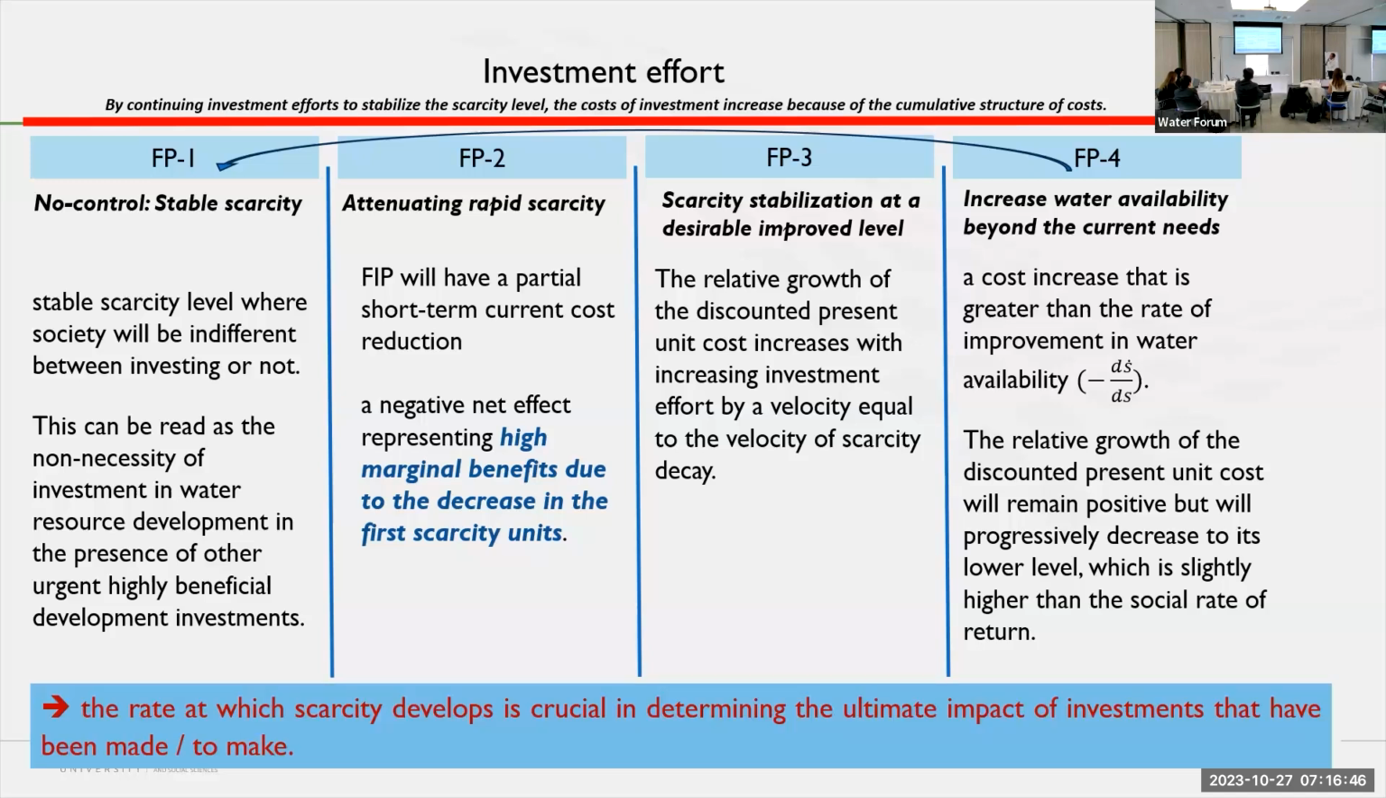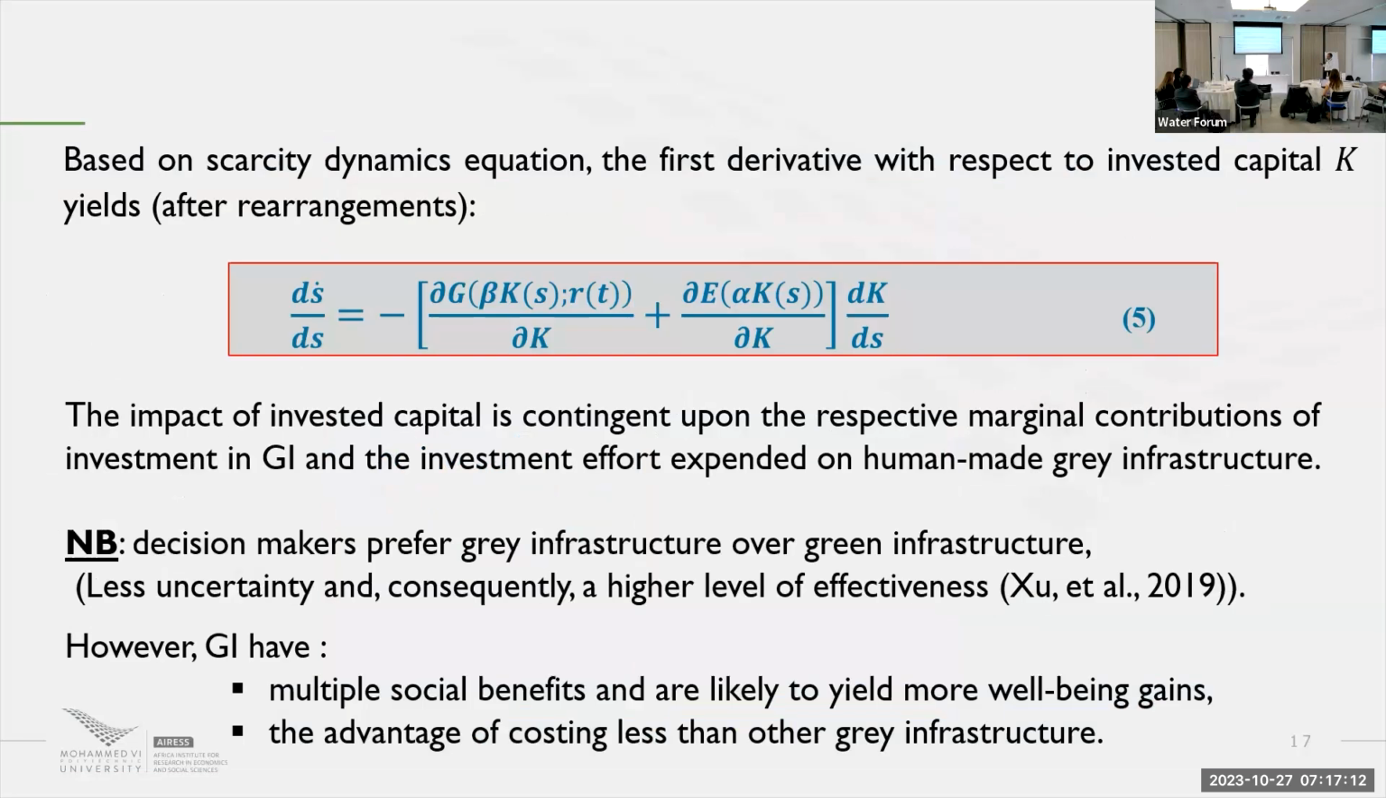and going beyond will be very difficult regarding the opportunity cost that we will have. So what we see is that the rate at which scarcity develops is crucial to determining the ultimate impact of investments that have been made or are to be made. So when we see this, we should go back to the details of this scarcity speed, which is determined by the green infrastructure, which is here.